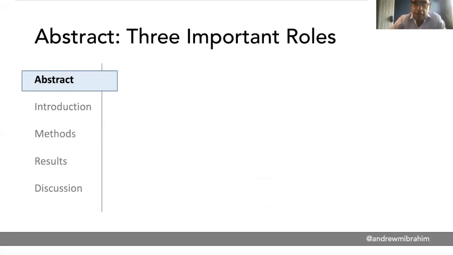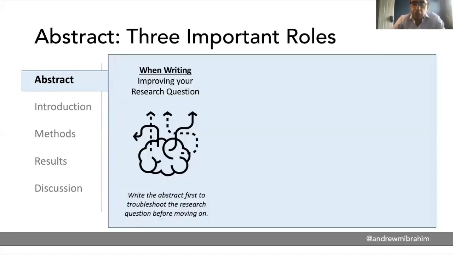And I think most people kind of have their head around that. But what you may not appreciate is that an abstract actually carries multiple important functions. So when you're writing the paper, the abstract is actually very central to improving your research question.